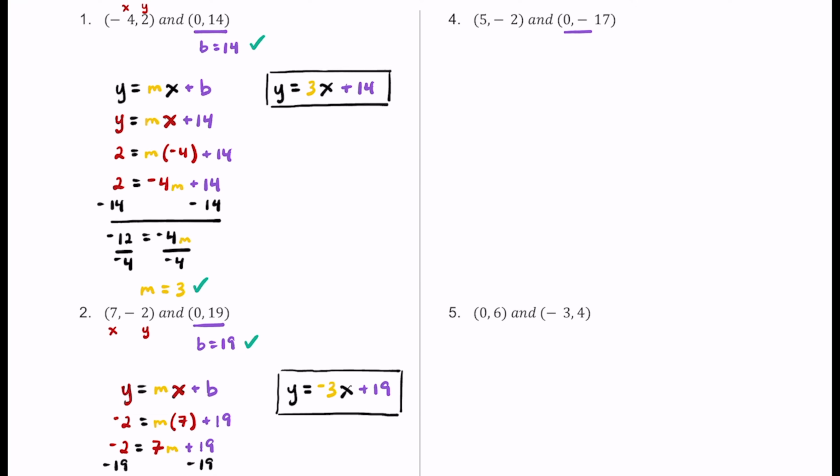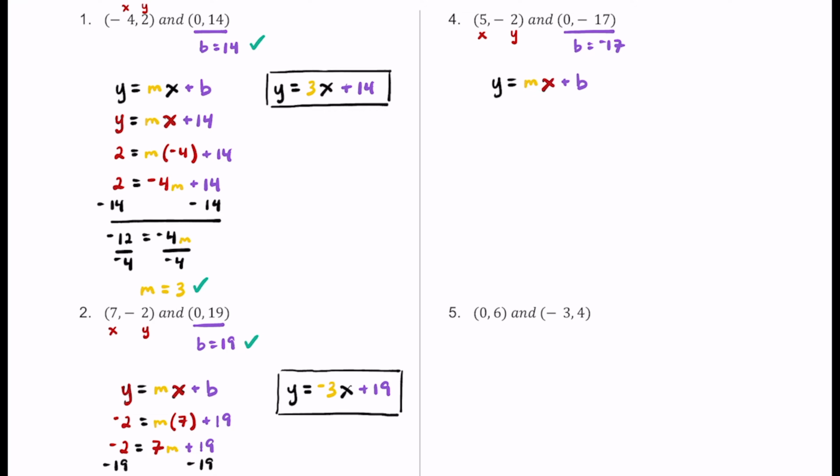All right, for number 4, looks like we have these 2 points and we're given another freebie, so 0, negative 17. That means that b is equal to negative 17. So look for where you see a 0 if that's nice. And then let's go ahead and see what's the equation we want. And that's right, there is our y is equal to mx plus b, where x can be represented by 5 and the y can be represented by this negative 2.